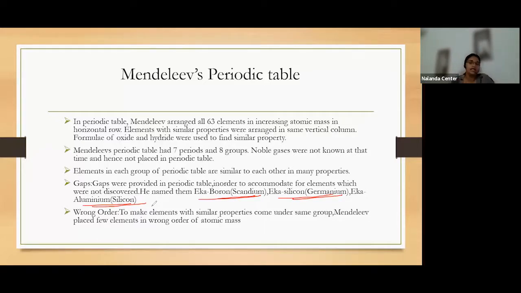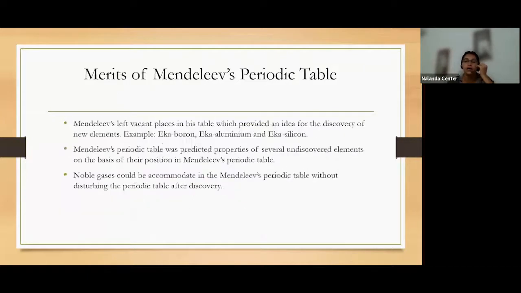One thing is that Mendeleev has given a wrong order in one of the combinations he has created. One particular set of elements were given a wrong increasing order, so lower atomic mass was arranged after a higher atomic mass, which we are going to see in a minute. Now we are going to look at the merits of Mendeleev first.